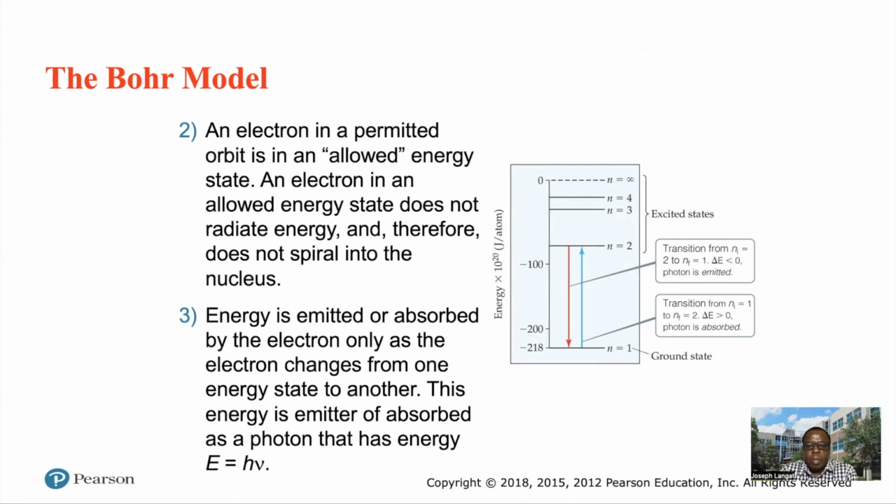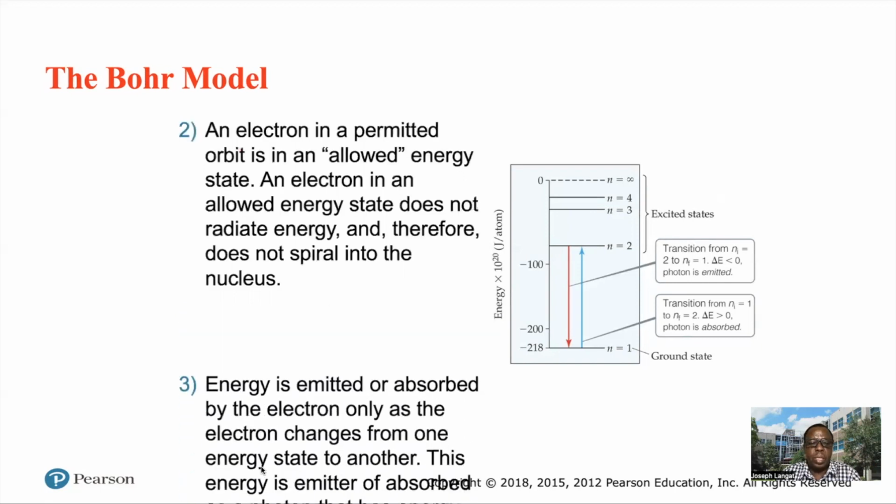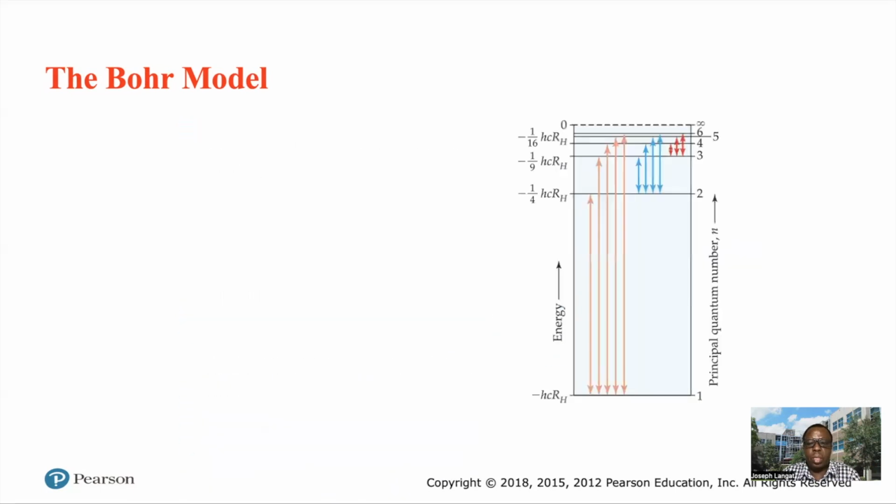Energy is emitted or absorbed by the electron only as an electron changes from one energy level to another. So if a change of position or energy level is associated with energy, this energy is emitted or absorbed. This is absorption, this is emission. And we can use the same equation. This is the Planck constant, this is the frequency, to calculate the change in energy.